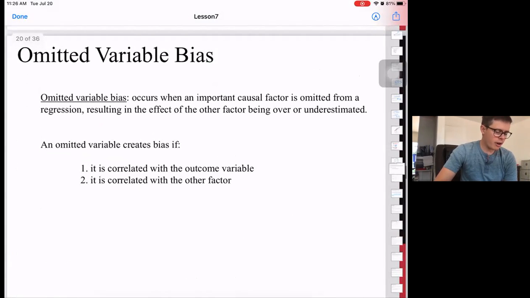Okay, so omitted variables bias. This is maybe the center of the class. In my opinion, this is the center of the class. Omitted variables bias occurs when there's an important causal factor of the outcome you're interested in, but it's not included in the regression. And what it does is it results in the effect that you're interested in either being overestimated or underestimated.